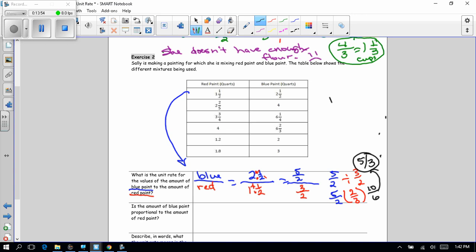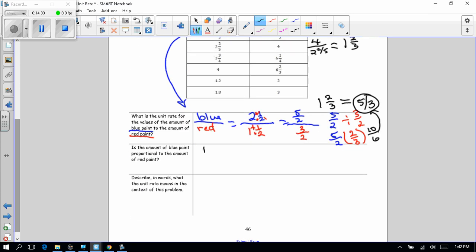Okay. Or you could say 1, because 3 goes into 5 once with 2 left over, right? 1 2/3. There is our unit rate, okay? Is the amount of blue paint proportional to the amount of red paint? If I did that for all these problems up here, I would find that they are proportional, all right? If I go through, this is consistently the same purple every time, 4 over 2 2/5. I'm going to get 1 2/3. I'm going to get the same number every time. So this is proportional.